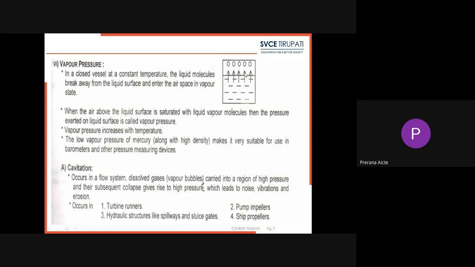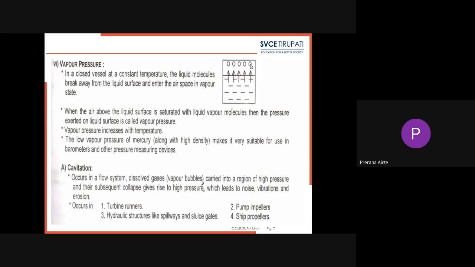So if the water molecules become vapor molecules due to high temperature, then those vapor molecules will exert some pressure on the water and on the vessel. That pressure exerted by the vapors is called the vapor pressure. This vapor pressure increases with temperature. The low vapor pressure of mercury makes it very suitable for use in barometers and other devices to measure pressure.